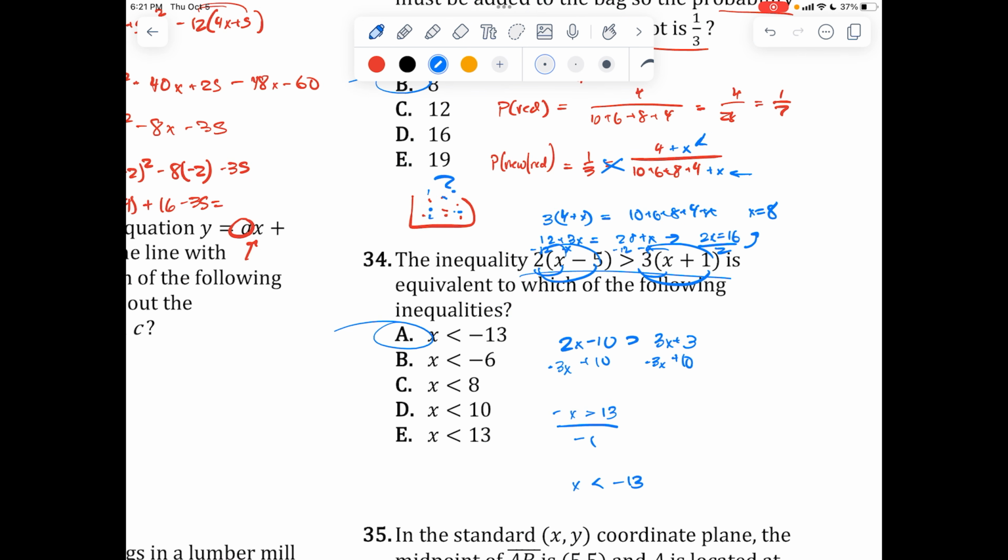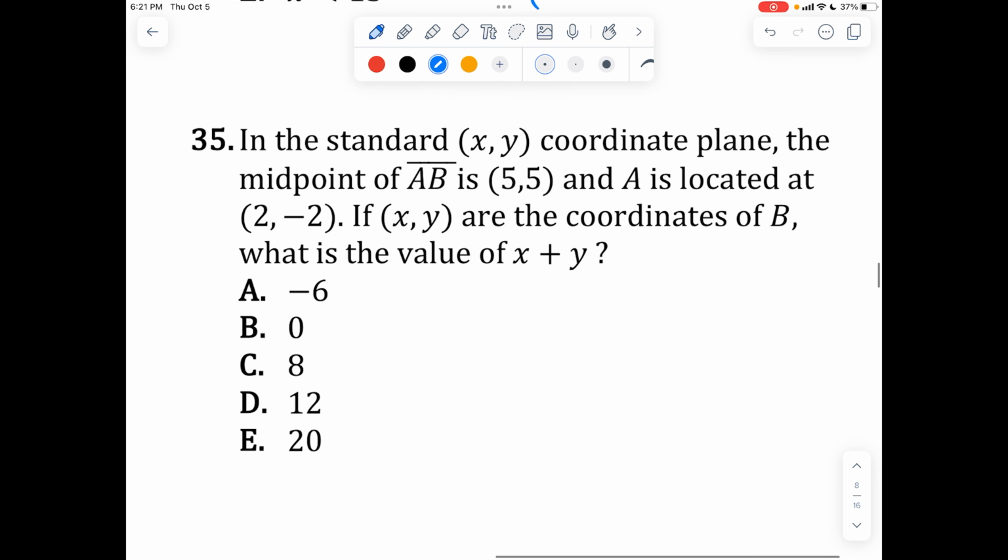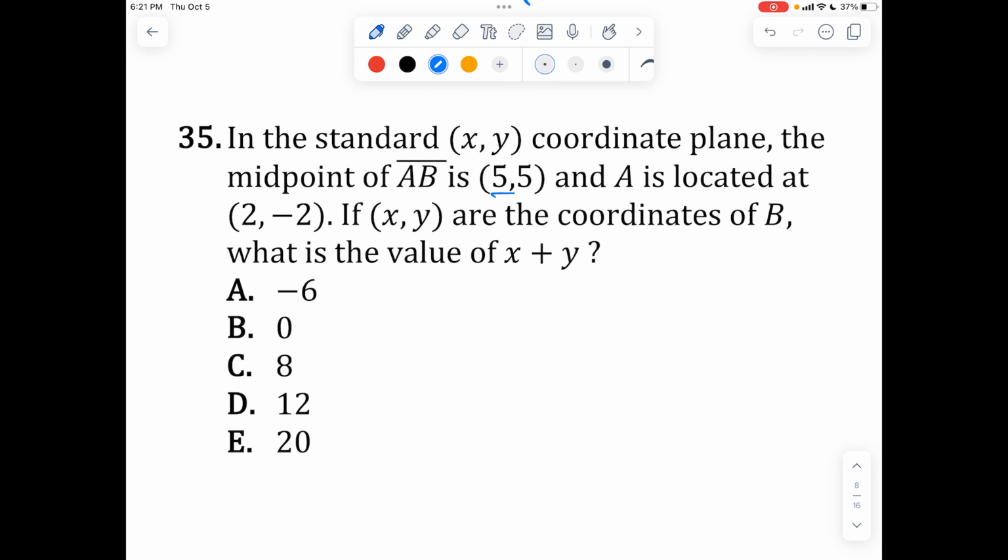That right there. In the standard coordinate plane, the midpoint of AB is 5, 5, and A is located at 2, negative 2. If x, y are the coordinates of B, what is the value of x plus y? Okay, so let's just plot this. I think looking at it is probably the easiest way to interpret what's going on. So midpoint is at 5, 5, and A is located at 2, negative 2. Okay, A, midpoint. That means that your other point is going to be somewhere up here.